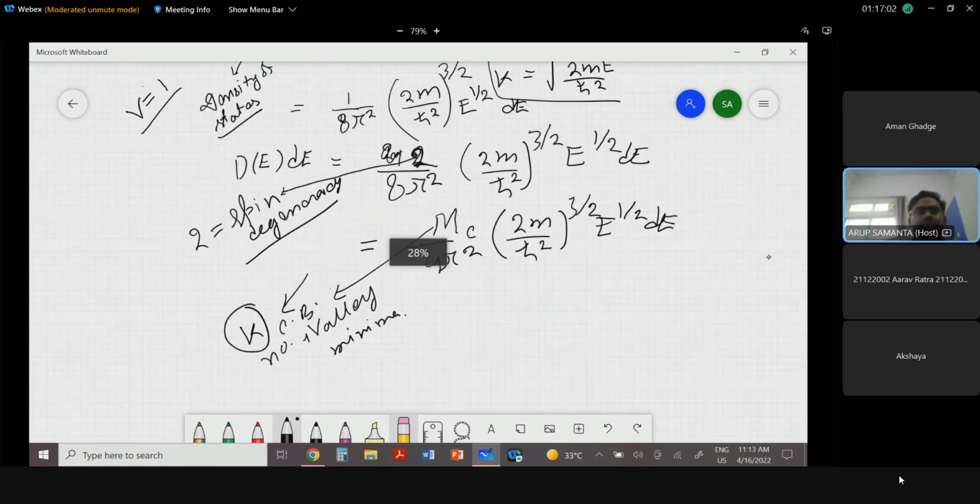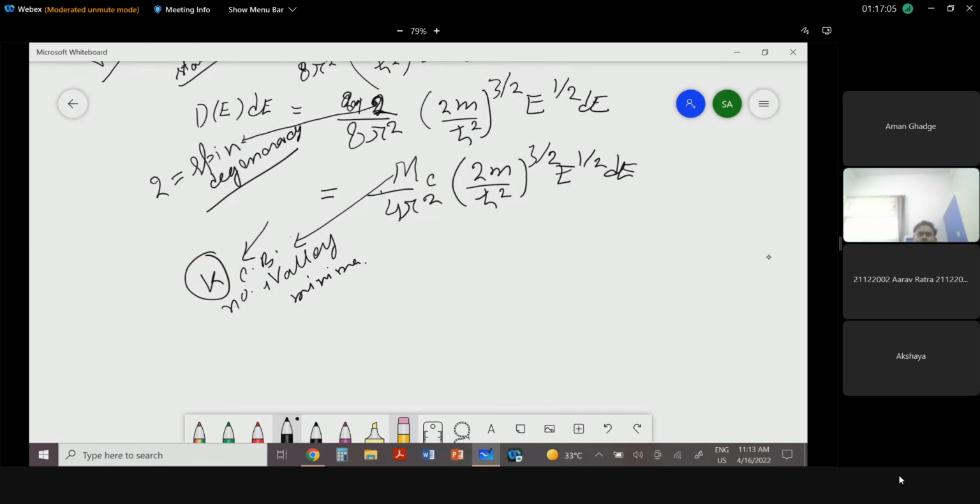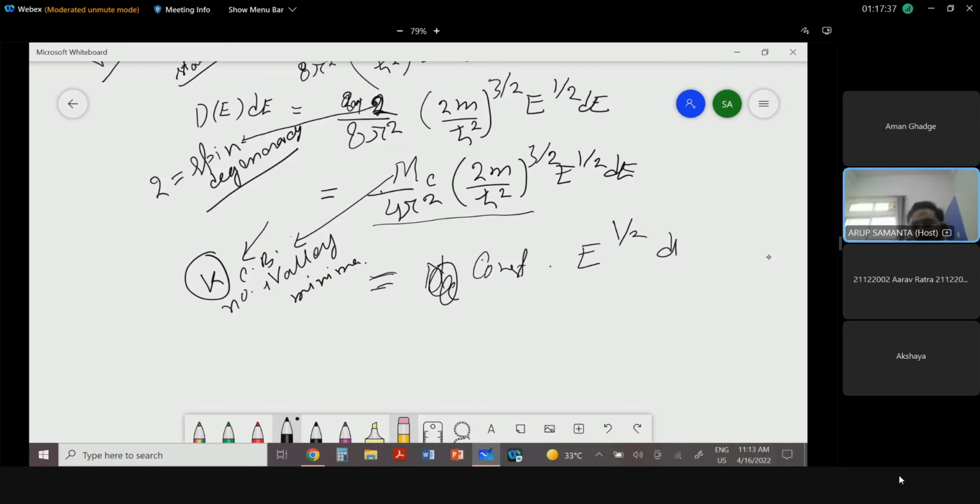So this is your density of states. We can write the density of state, dN/dE, as Mc by 4 pi square, 2m by h square whole to the power 3 by 2, E to the power half dE. This constant you can consider as one constant. Let's assume a constant into E to the power half into dE.